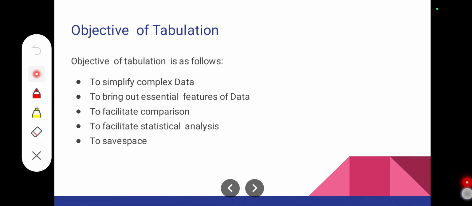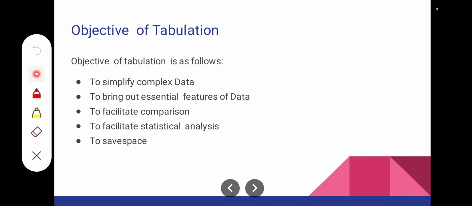Now, what are the objectives of tabulation? Why do we have the requirement of tabulation? Tabulation helps to simplify complex data. Tables help in reading that complex data in a more simplified form.